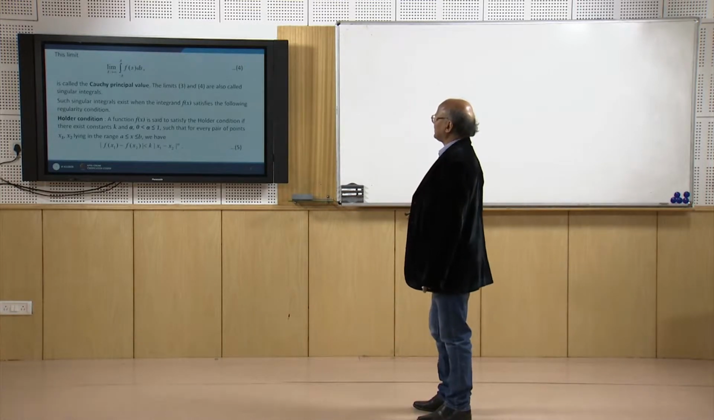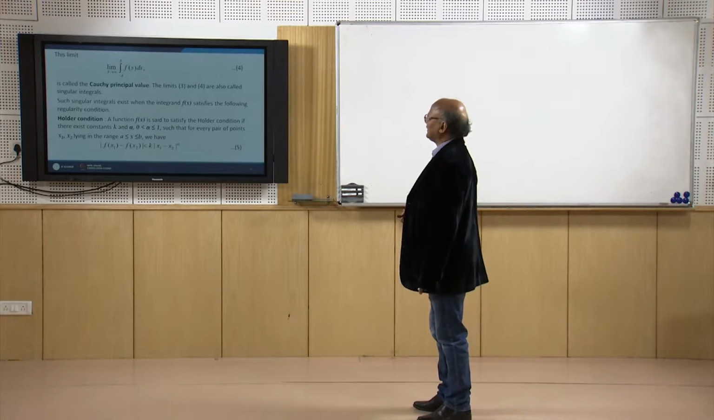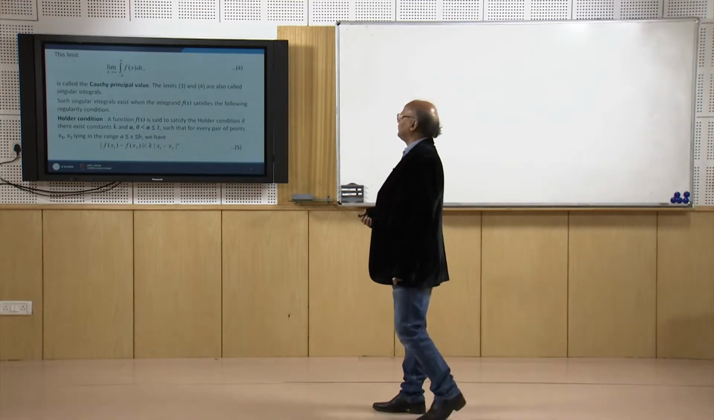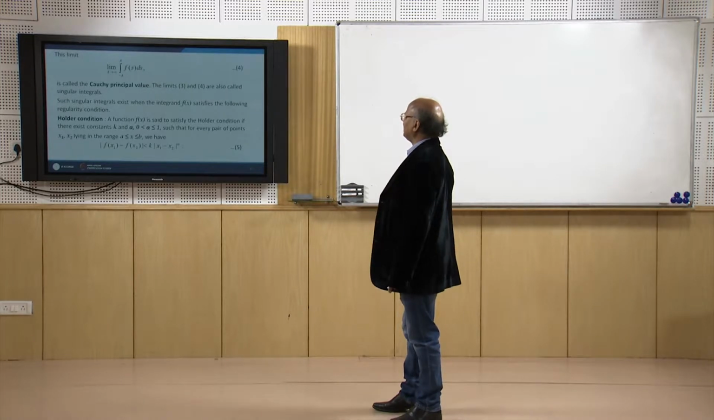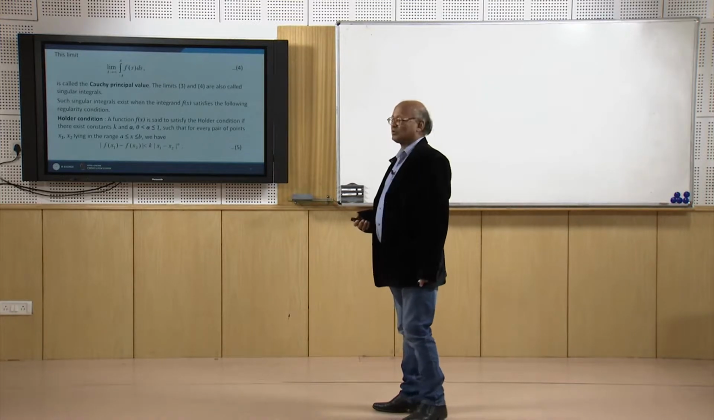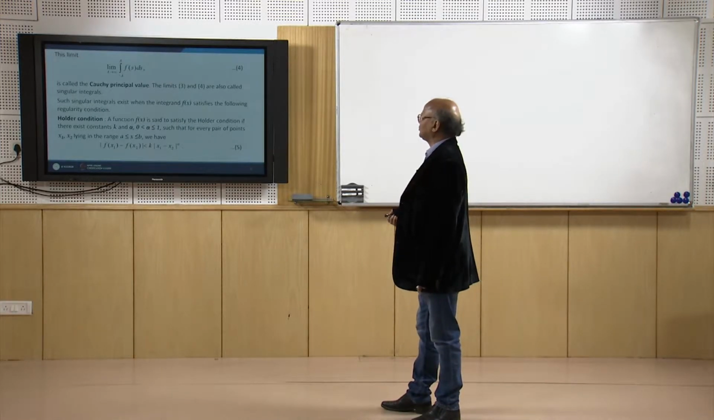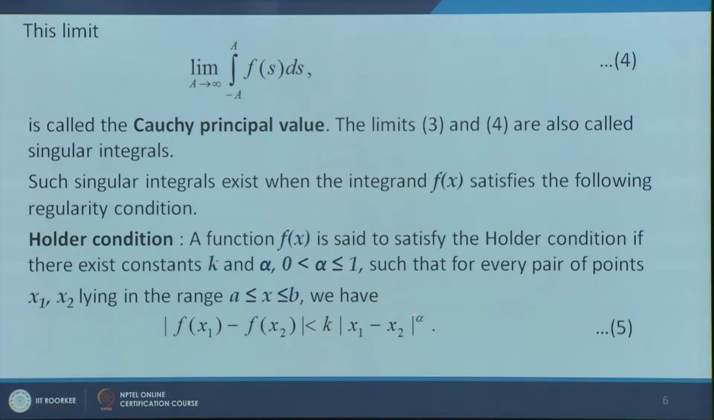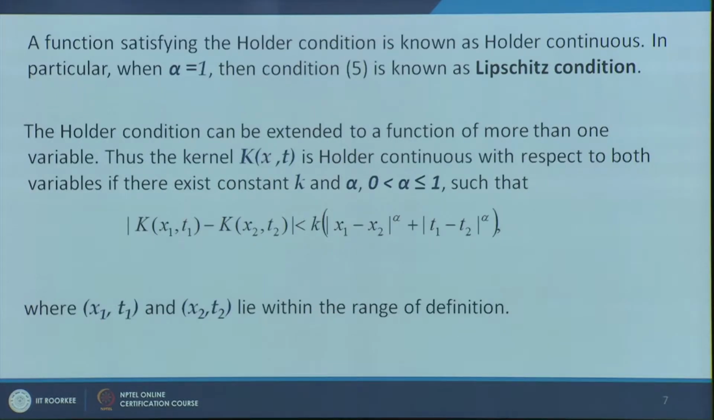The function f(x) is said to satisfy the Holder condition if we can find constants k and alpha, where 0 is less than alpha less than or equal to 1, such that whenever you take any 2 points x1, x2 in the range a less than or equal to x less than or equal to b, then mod of f(x1) minus f(x2) is less than k times mod of x1 minus x2 to the power alpha. In the particular case when alpha equals 1, this condition is also known as the Lipschitz condition. A function which satisfies the Holder condition is called Holder continuous, and when alpha is equal to 1, the condition is called the Lipschitz condition and the function is called a Lipschitz continuous function.